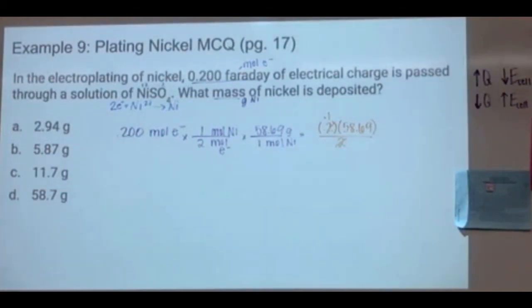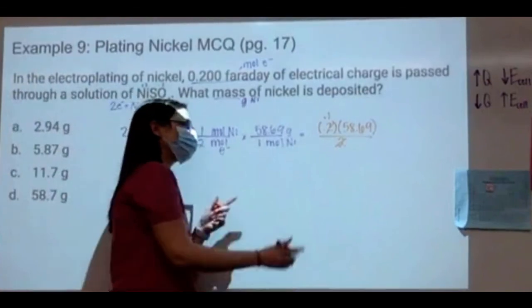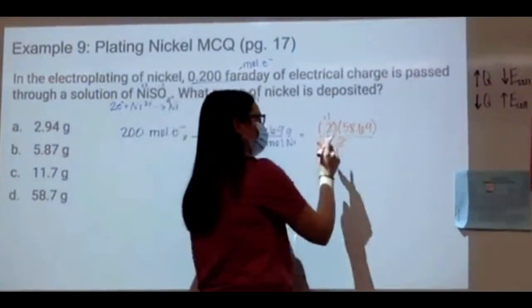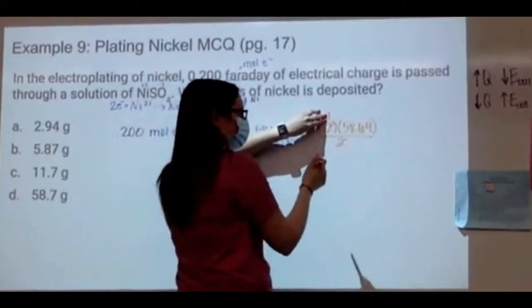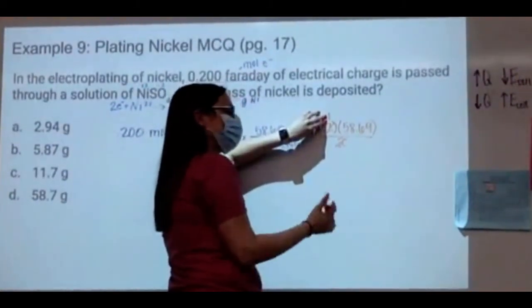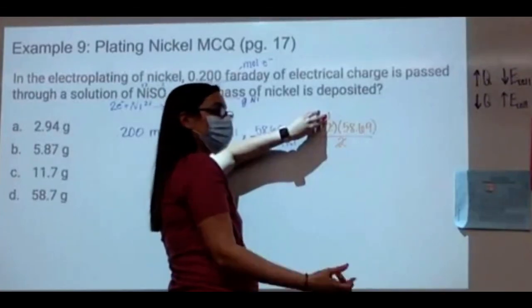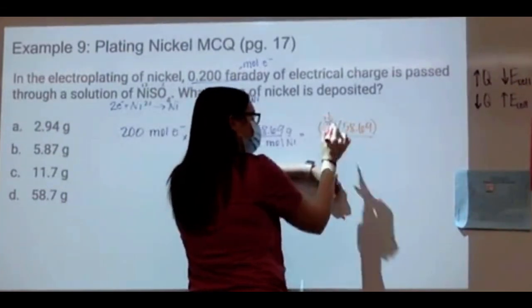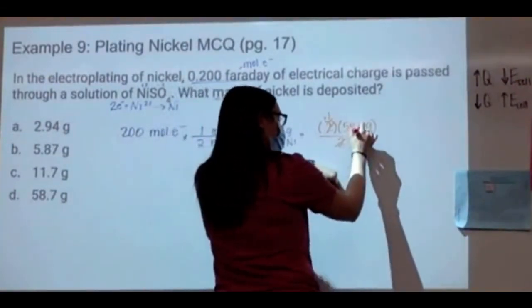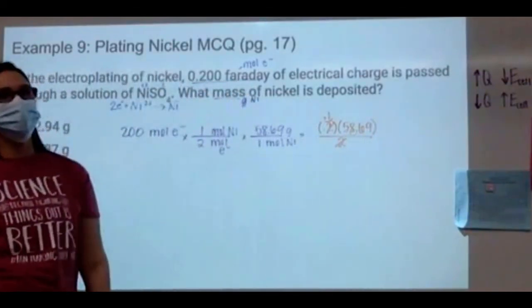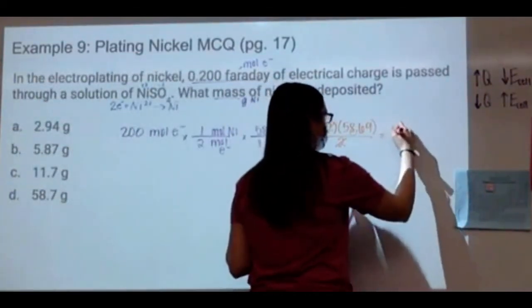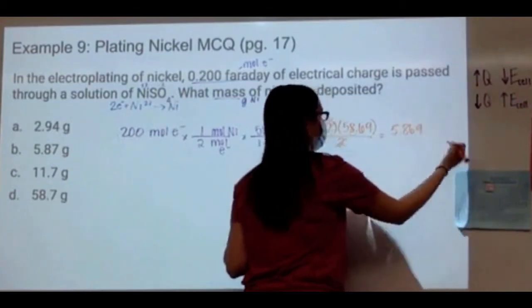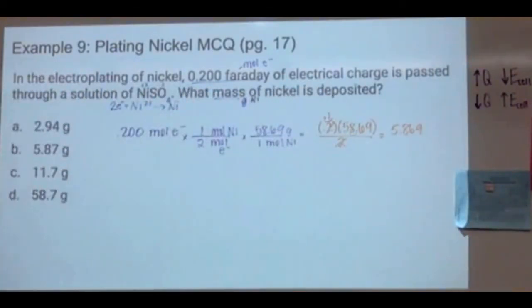0.1 is 10%. Here's a little secret. Forget that I had this decimal here. What if it was just 1? What's 58.69 times 1? 58.69. But if instead of it being 1, I have to move the decimal place over once to the left, instead of 58.69, it's 5.869. Well, which multiple choice answer best fits what we just found? B.